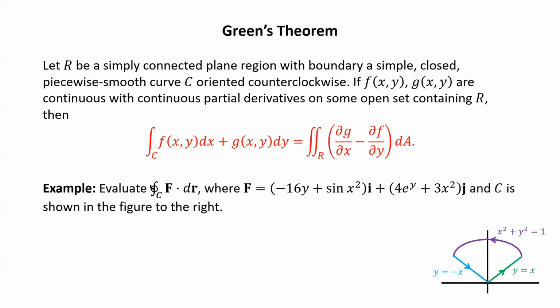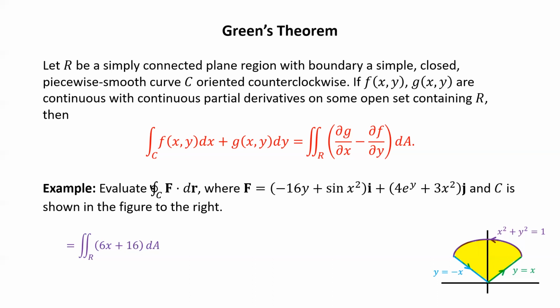So notice that C consists of 3 curves: y equals x, x squared plus y squared equals 1, and y equals negative x. The corresponding region is shown in yellow there. We're going to change the given line integral to a double integral by taking the partial of 4e to the y plus 3x squared with respect to x to get 6x, and then subtracting the partial of negative 16y plus sine x squared with respect to y to get negative 16. And when we subtract, we get 6x plus 16.